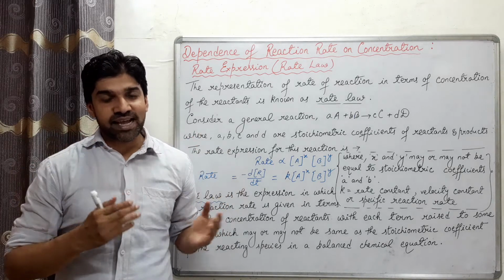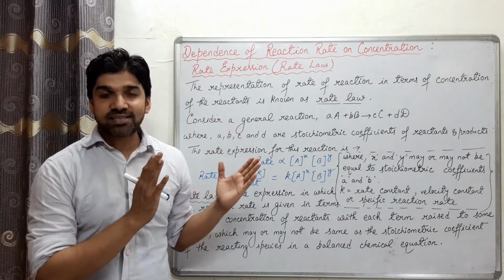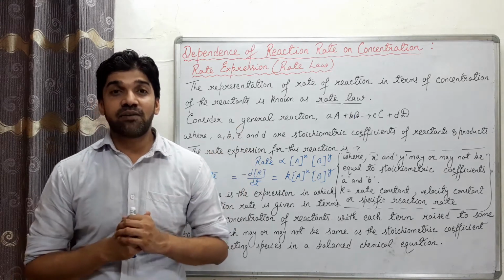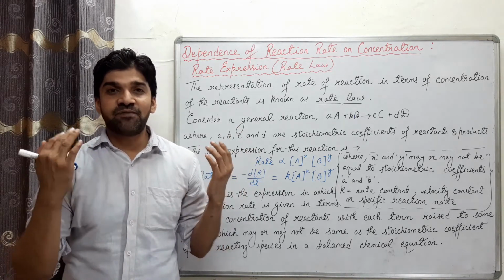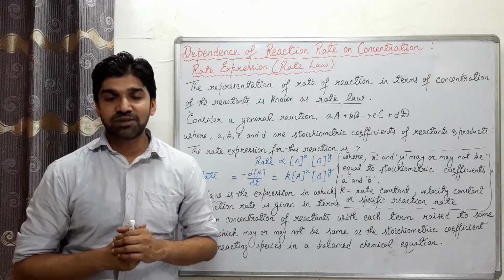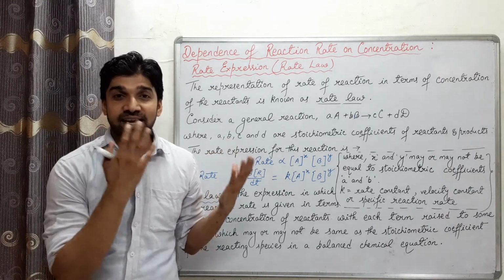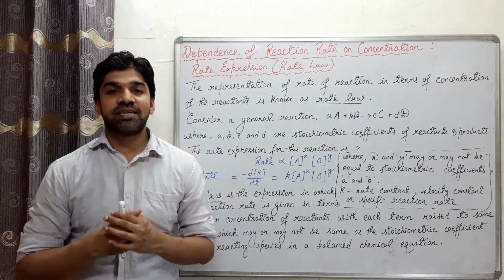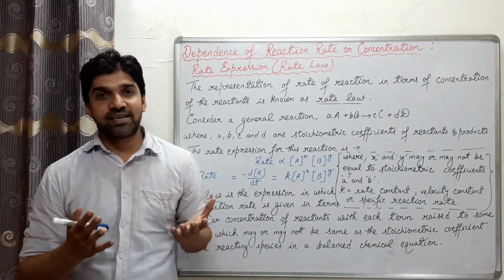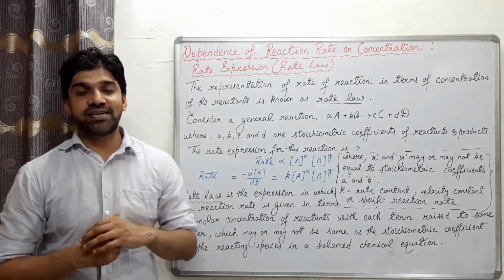So it is the fourth lecture of the chapter Chemical Kinetics. In the previous lecture, we discussed the various factors which influence the rate of chemical reactions. Factors such as, बताओ कौन कौन से हैं? Factors such as nature of reactants, temperature, catalyst, surface area, intensity of light, and concentration of reactants.